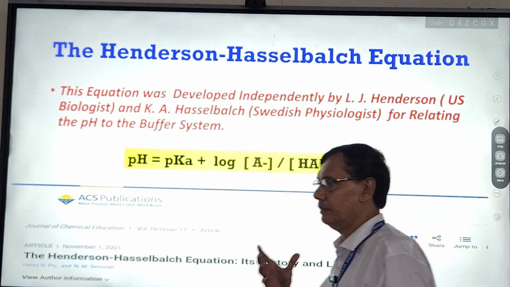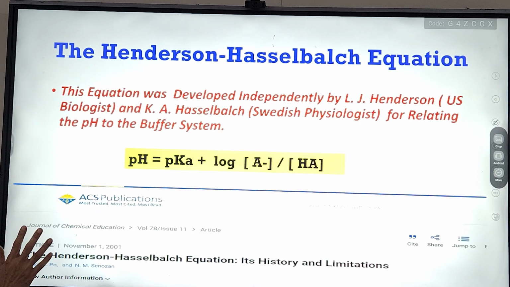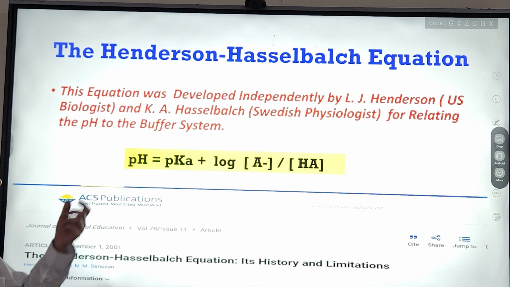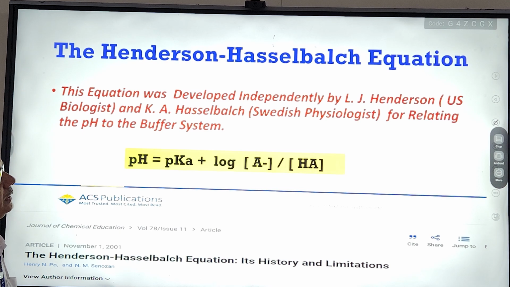So let us start with some very simple theory. This is a very, very famous equation, and it was developed by two scientists. One is an American biologist, L.J. Henderson, and another is the Swedish physiologist Hasselbalch. They derived this formula for different types of biological buffers and other things.